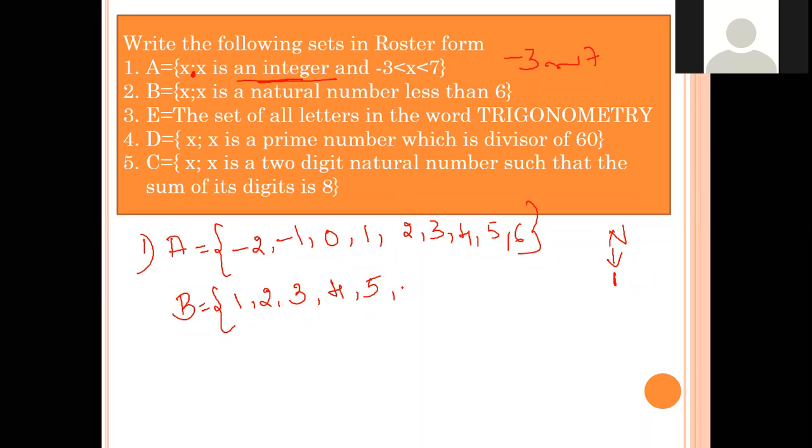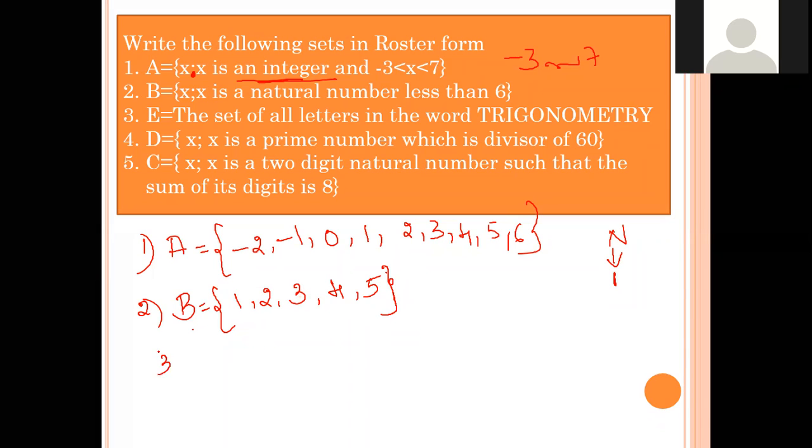Can I write 6 over here, students? No, because we have to write only those elements which are less than 6. So my set D is 1, 2, 3, 4, 5. Roster form means you have to list down the elements.